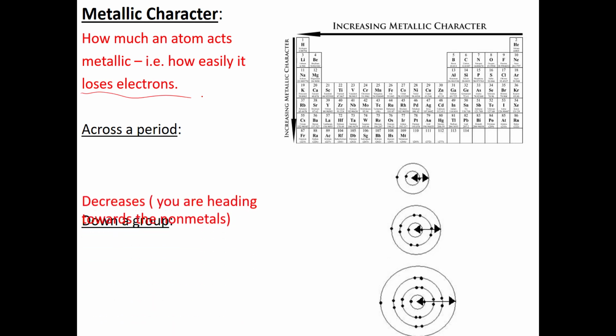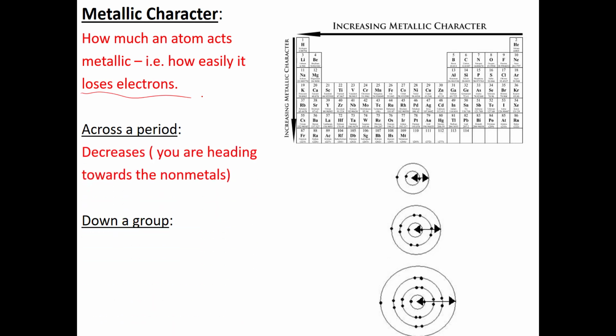So as you move across the period, metallic character decreases. You're heading towards the non-metals. If you're going from left to right, you're going to decrease in metallic character. Remember, our non-metals are found over here. If we're going over there, these elements want to gain electrons. They don't want to lose electrons because they're closer to group 18, with 8 full valence electrons in the outermost shell.